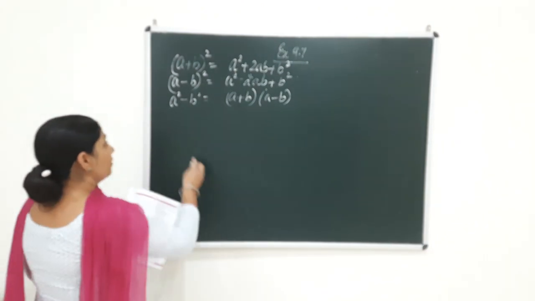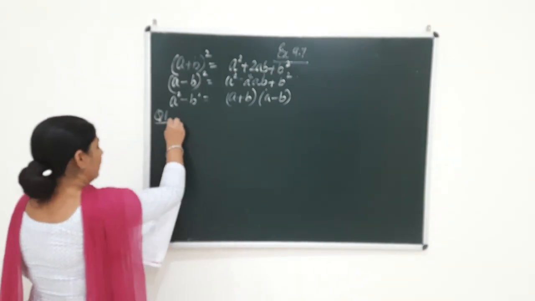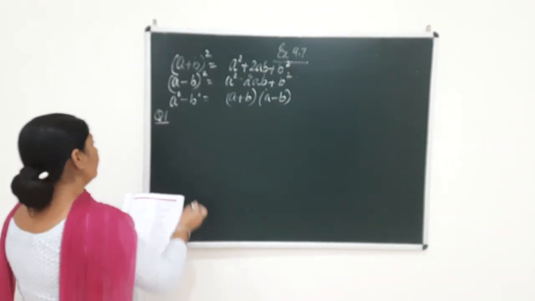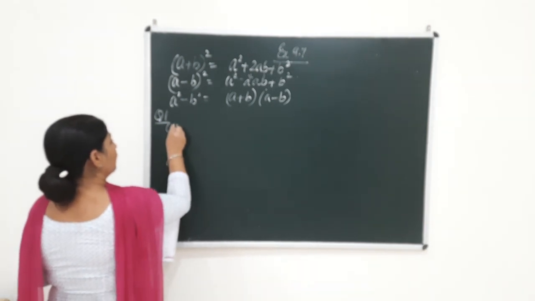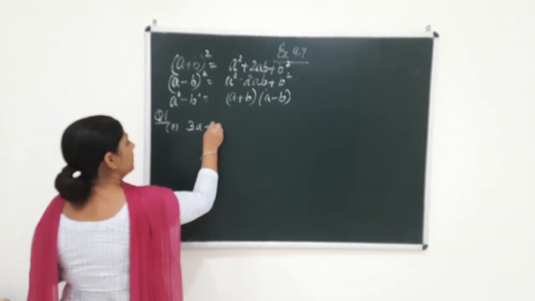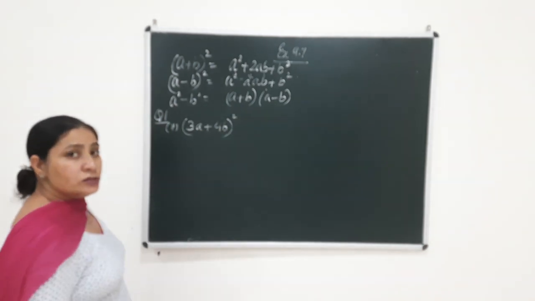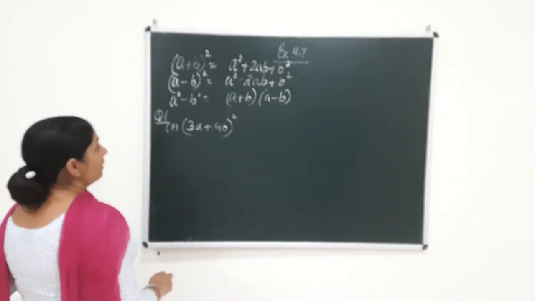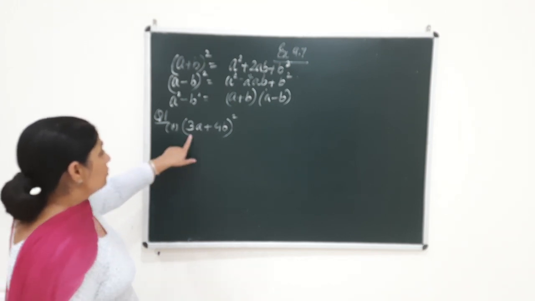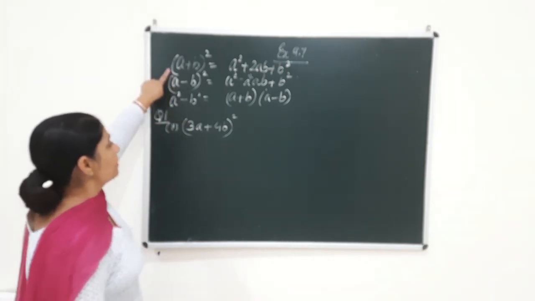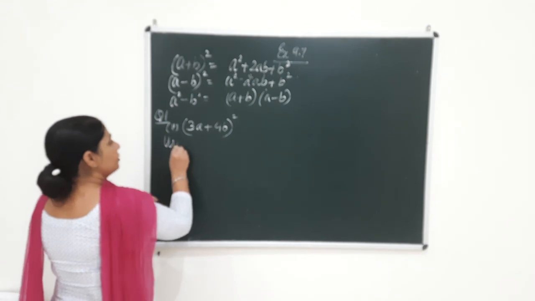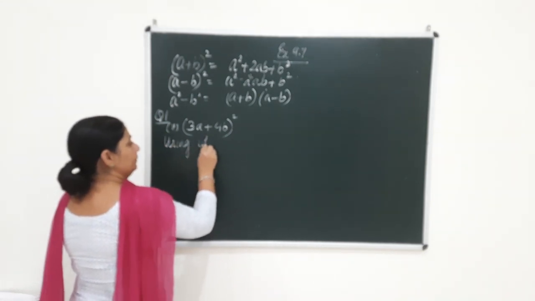So let me take the first sum, question number 1, right? And in this question number 1, I will take first of all the second part of your sum, which is (3a plus 4b) the whole square. Right, beta? So first of all, we have to see which identity we are using here. So as you can see, I am using here the first identity. So first of all, I will write using identity.